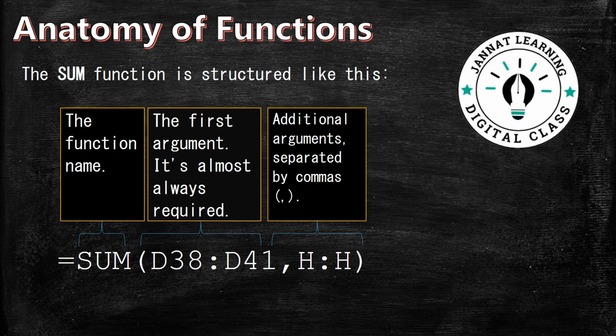Now let's look at the anatomy of a few functions. The sum function is structured like this: equals sum, range D38 to D41, and then a further range. The function name is sum and range D38 to D41 is the first argument. It's almost always required. The further range is additional arguments, separated by commas.